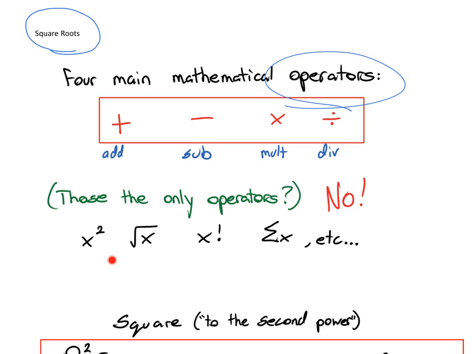We know this one. That squares a number. That multiplies it by itself. We're going to talk about that one today. This is the square root operator. That takes the number back to its square root. We'll talk about that one today. This one we know. That's another operator. That's factorial. That's right. And then this one's kind of new. You haven't seen this one before. You will be seeing it the older you get.